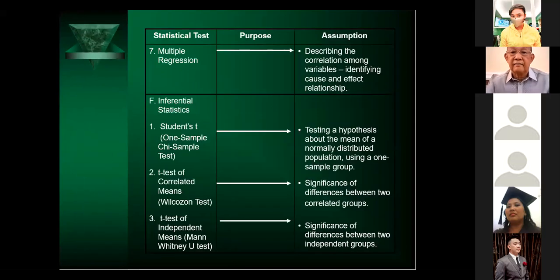All right. Tingnan niyo yan, ha? One group, and your purpose is significance of difference, students T. Two groups that are correlated in design, t-test of correlated means. Two groups, randomly selected, t-test of independent sample ang ginagamit natin. Or t-test of independent means.